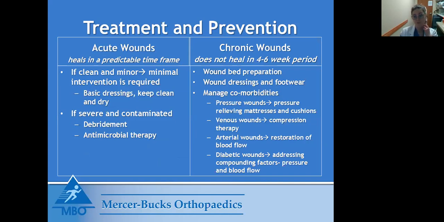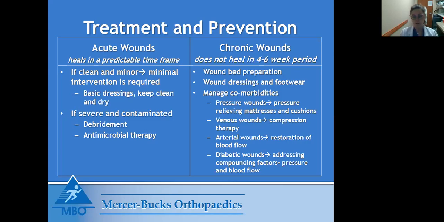So treating an acute versus a chronic wound. Acute wounds, if you remember, heal in a predictable time frame, versus a chronic wound, which doesn't heal in that 4 to 6 week period. So if you have a clean and minor wound, or even a surgical wound, minimal intervention is often required. Usually just basic dressings are required, and the goal is to keep the site clean and dry so that it can heal adequately. If you had an acute wound that was very severe and contaminated, then it can be necessary to go to the operating room to clean or debride that wound, and antibiotics may be necessary.